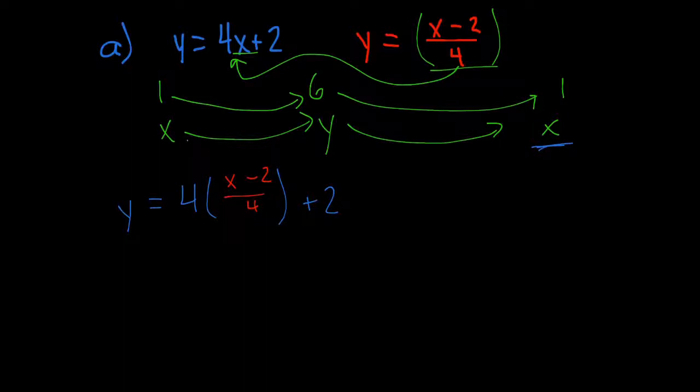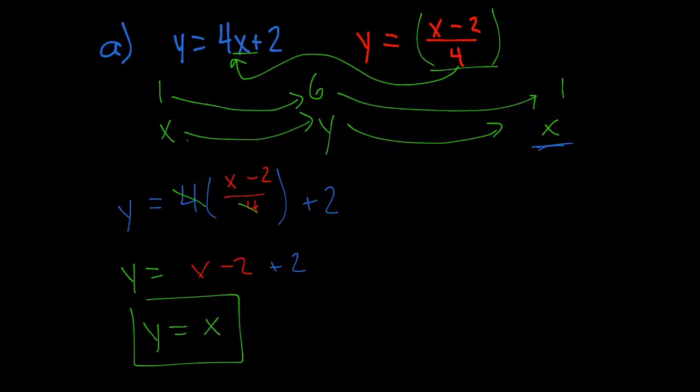So we simplify this. Here we have times 4 divided by 4, so those cancel. Then we have x minus 2 plus 2. Minus 2 plus 2, those cancel, and we end up with just y equals x. And if that's the case, then these two functions are inverses. If we compose two functions and we get y equals x, then they are inverse functions.